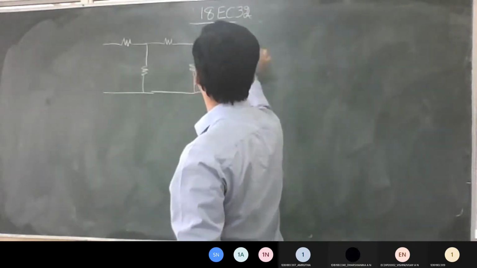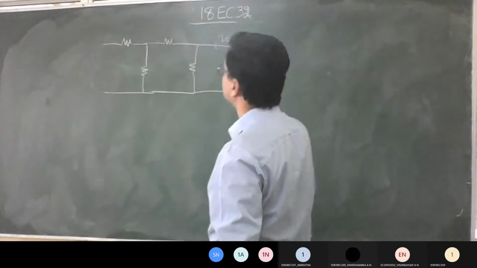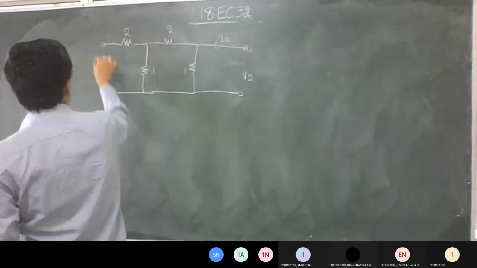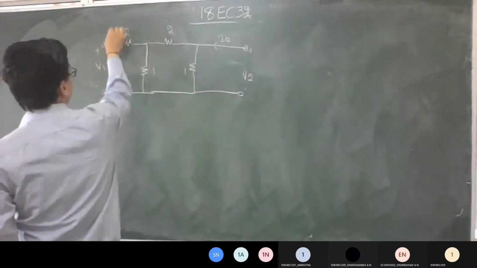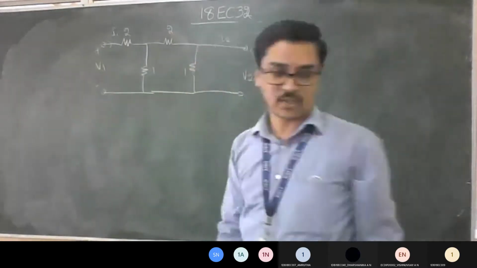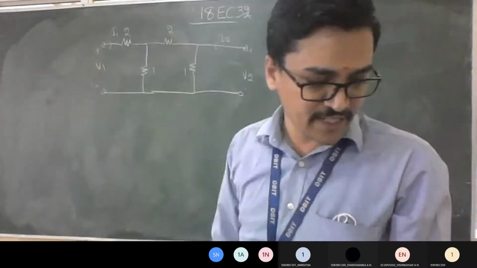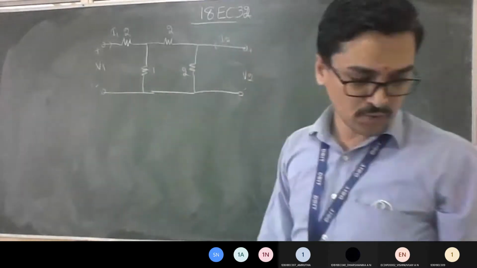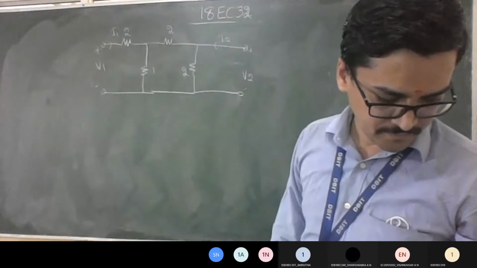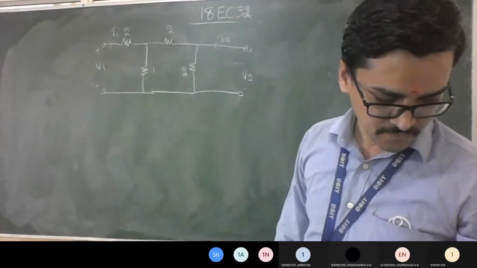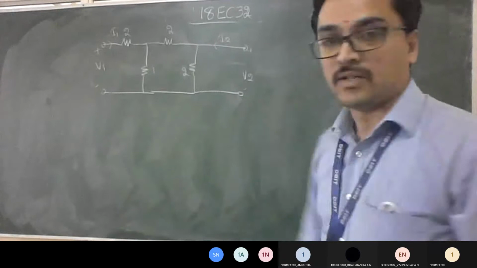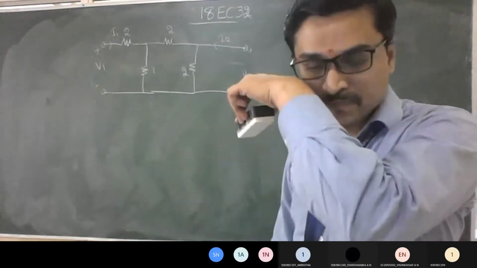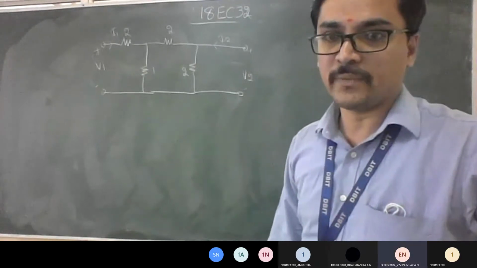So this is your I2 and this is your V2, having values of 2 ohm, 1 ohm each. So this is your V1 and this is your I1. So this is the given question here. Obtain the Z parameter for the network shown below. Is the question visible? 2, 2, 1, 1.